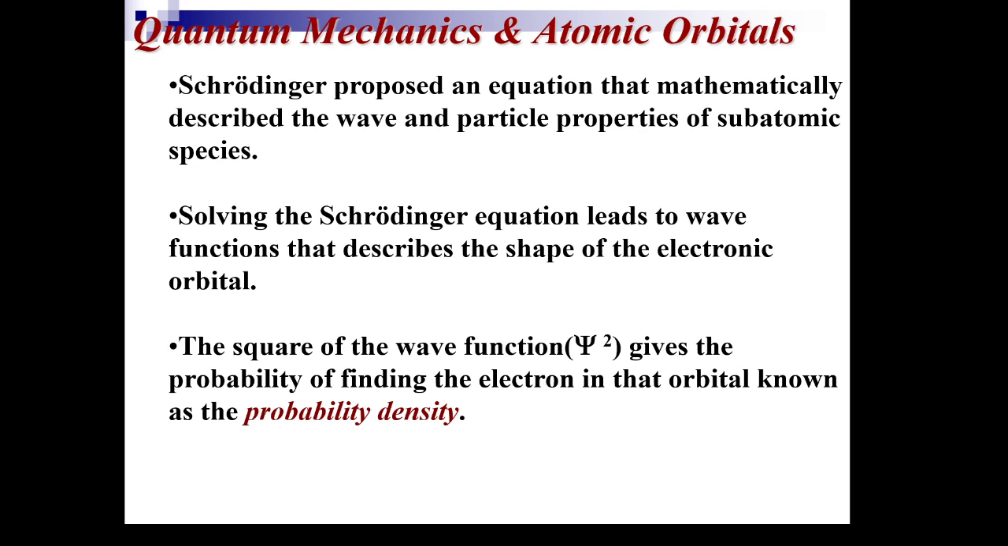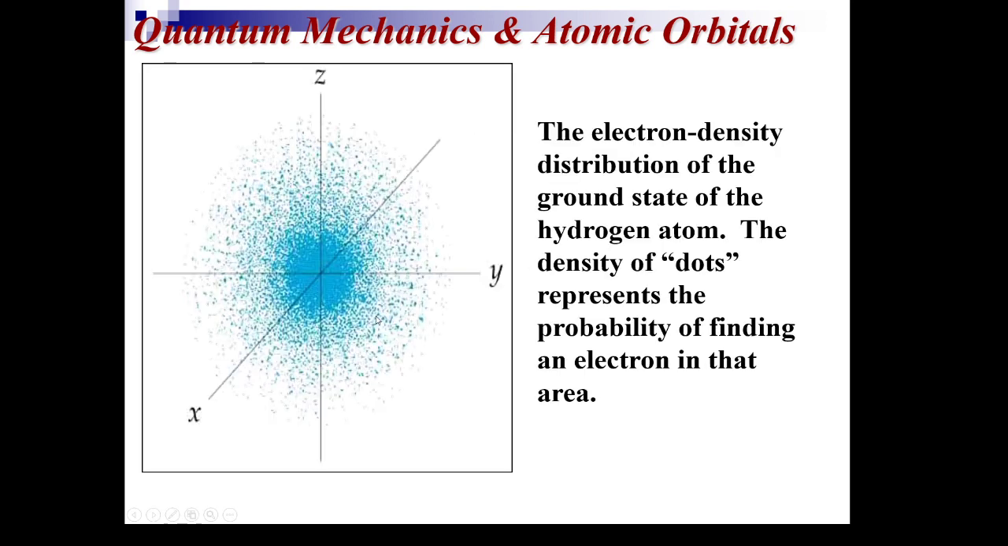So, what Schrodinger's mathematical equations allow us is something called probability density. And this is essentially what an electron would look like or where it would be.